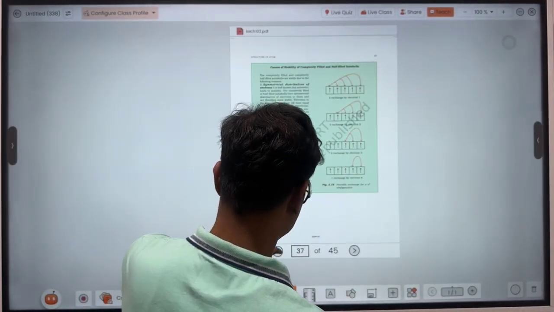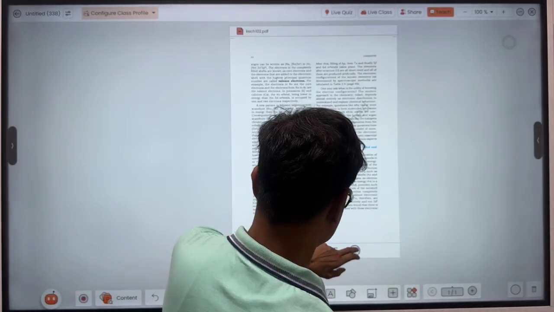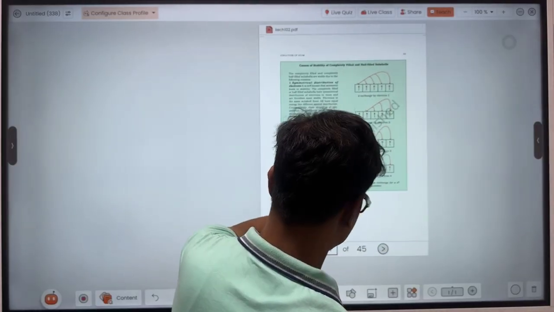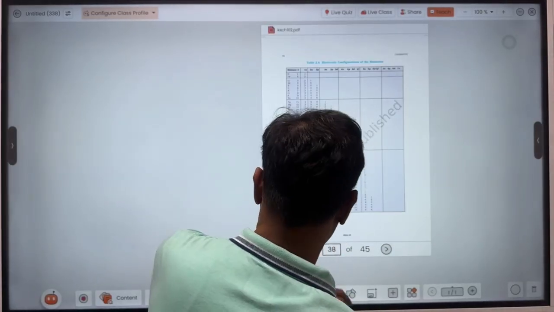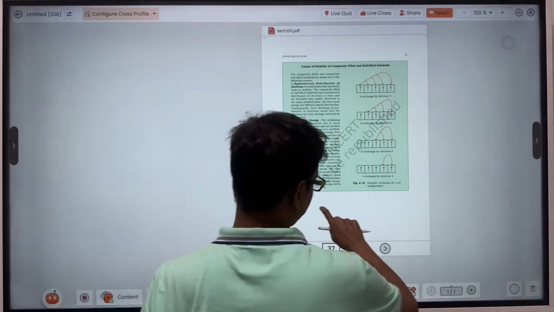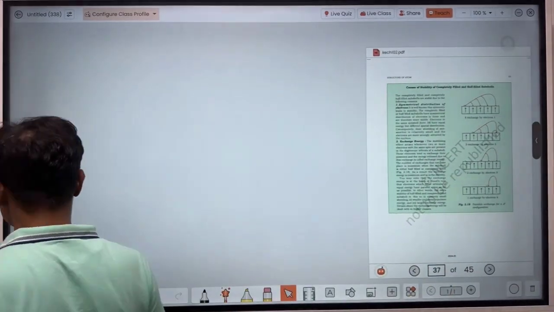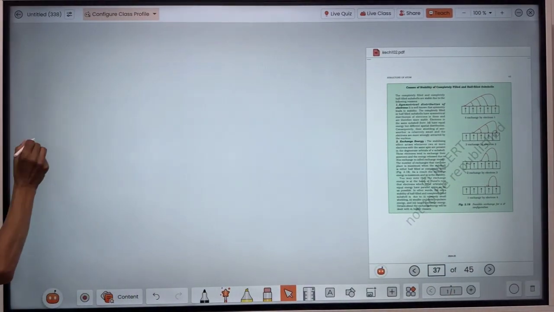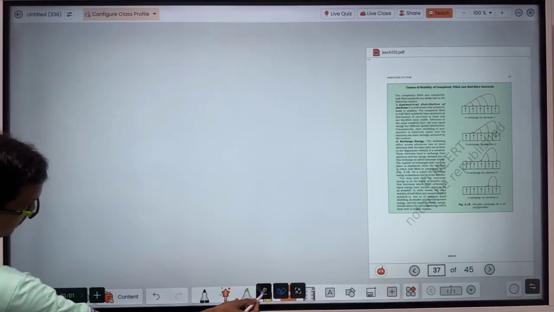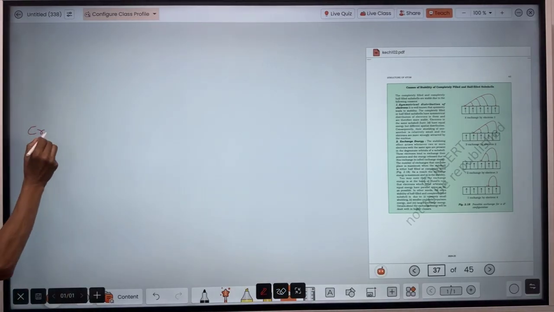Next is the stability of half-filled and completely filled orbitals. Okay, about that we will discuss. There is an exception in that case, like in the case of chromium. Let's see when we have to write the electronic configuration of chromium. The atomic number of chromium is 24.